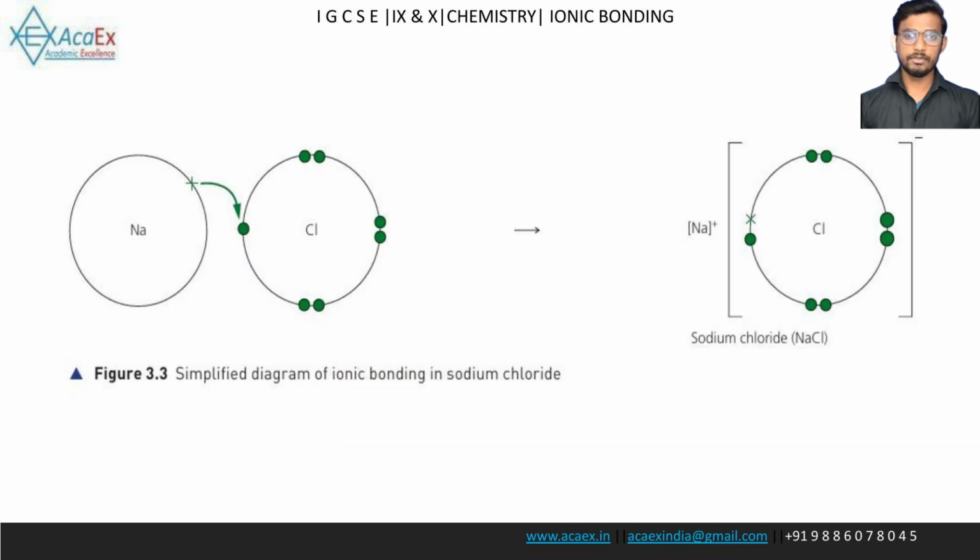This slide shows a simplified diagram of ionic bonding in sodium chloride, NaCl. It illustrates a sodium atom transferring its single outer electron to a chlorine atom. This results in the formation of a positive sodium ion, Na+, and a negative chloride ion, Cl-.